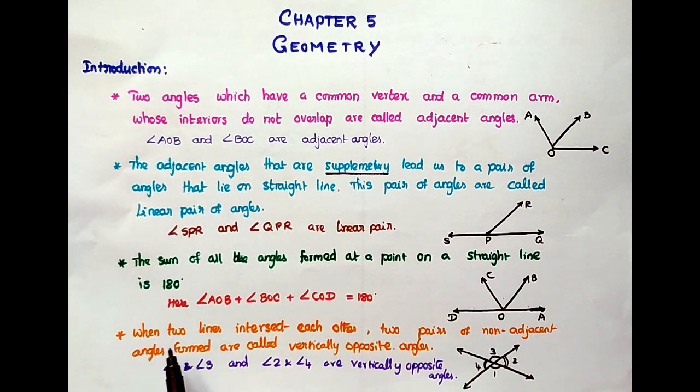And then when two lines intersect each other, two pairs of non-adjacent angles formed are called vertically opposite angles. Here angle 1 and angle 3 are vertically opposite, and angle 2 and angle 4 are vertically opposite angles. Let me see the exercise problems.